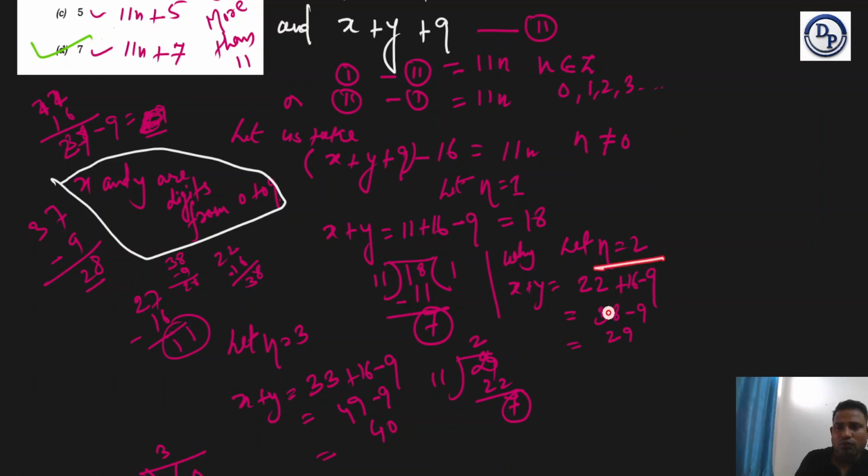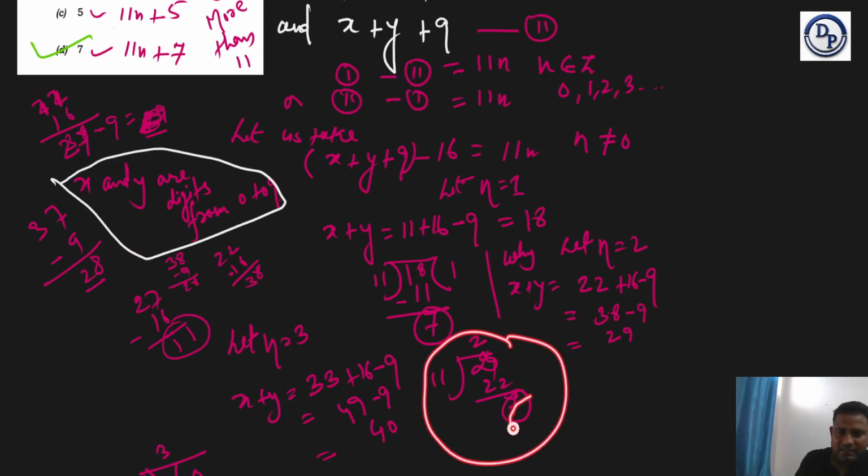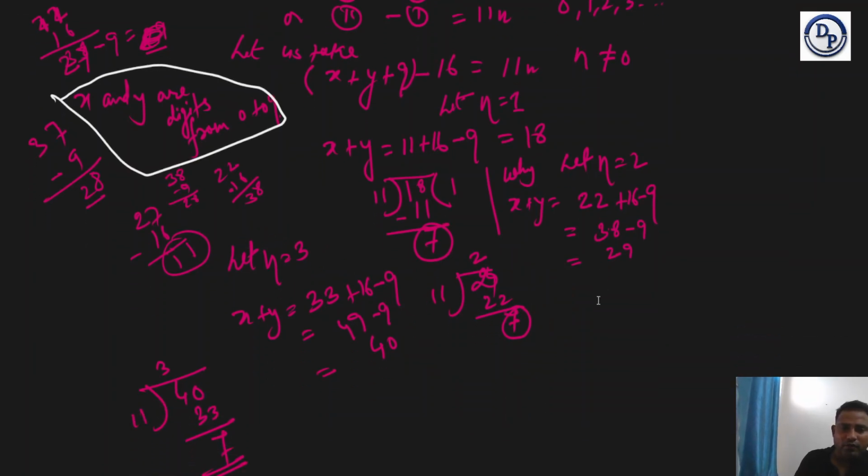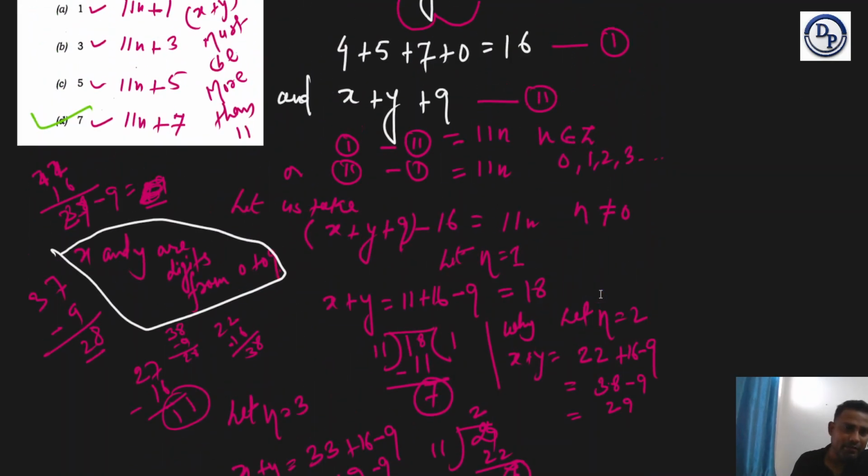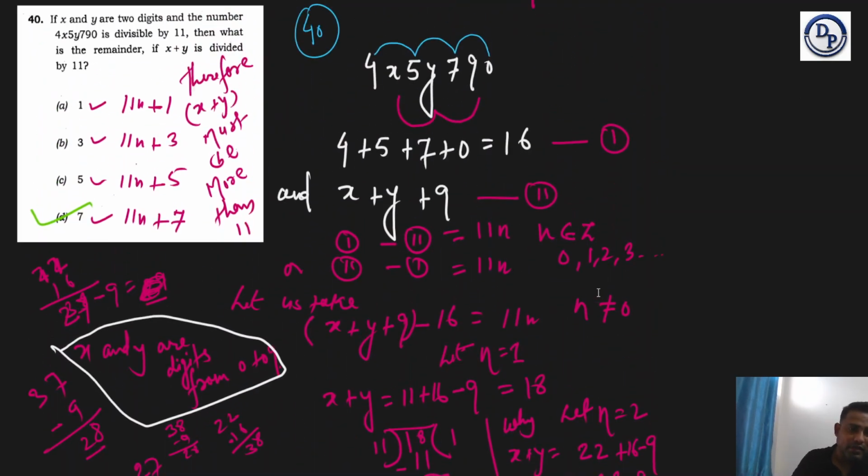Considering n as 2, simply placing the values here, I got the value 29. When 29 is divided by 11, again 7 is the remainder. Simply we can do it for n equals 3, and while doing the calculation, we get 40. When we divide 40 by 11, we again get 7. So in each and every case, we are getting remainder as 7. So 7 must be your answer, as I ticked here. It's quite easy.